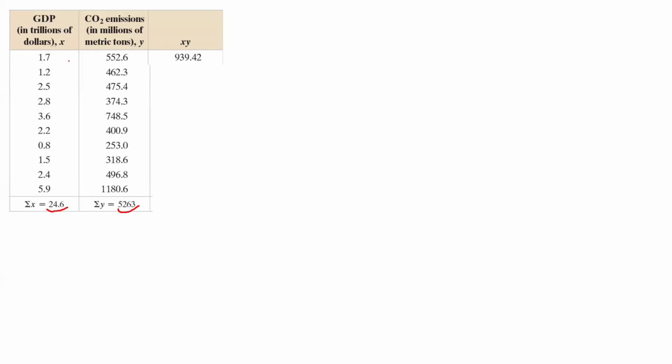For example, if you multiply 1.7 and 552.6, it is going to be 939.42. Then multiply X by itself. 1.7 times 1.7 is 2.89. Multiply Y values together. So 552.6 multiplied by 552.6 gives you 366.76. If you go to the next line, the same process.